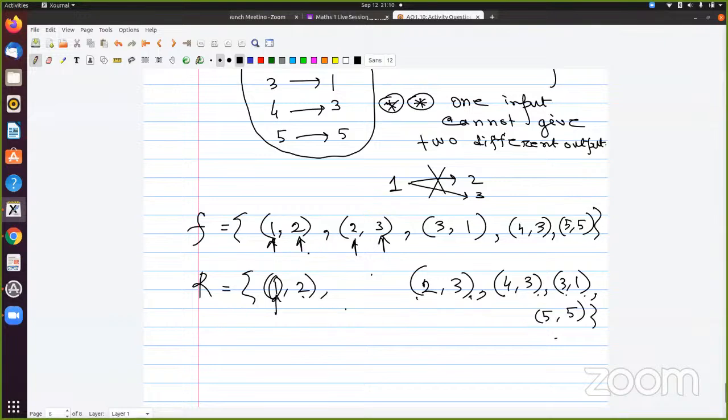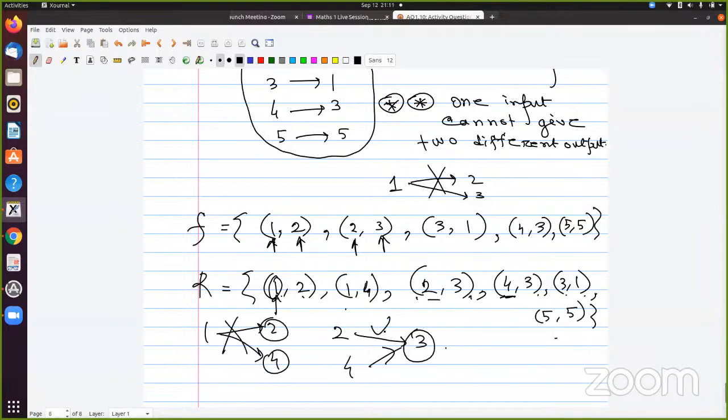Now for a function, for single inputs: for a single input, we cannot have two different outputs. But for two different inputs, say 2 and 4, we can have a single output. That is possible. But if (1, 2) and (1, 4) are both there, it is not possible. One cannot go to two different places.